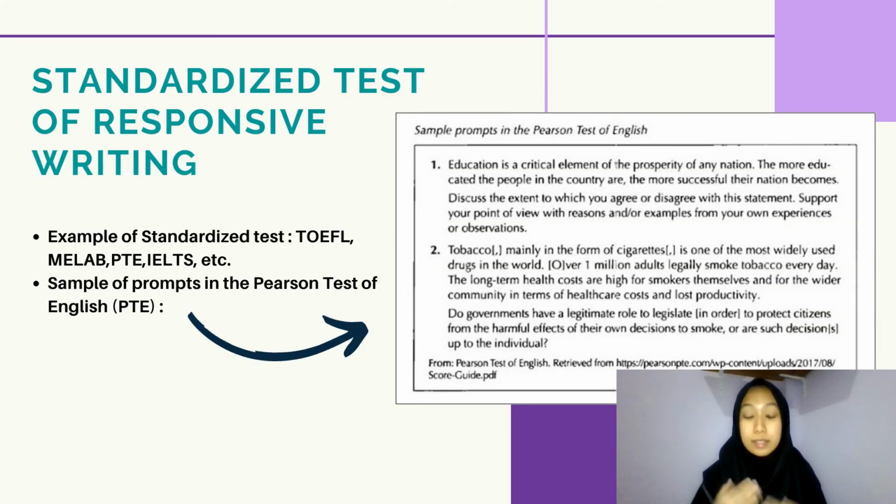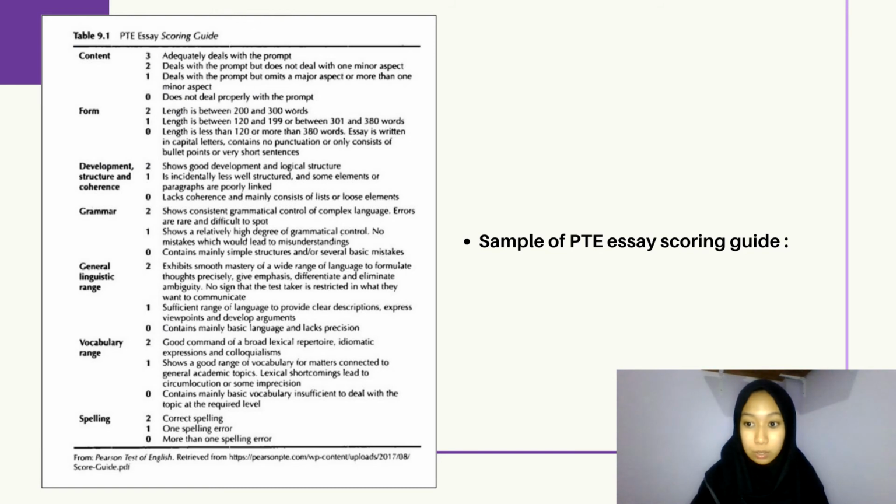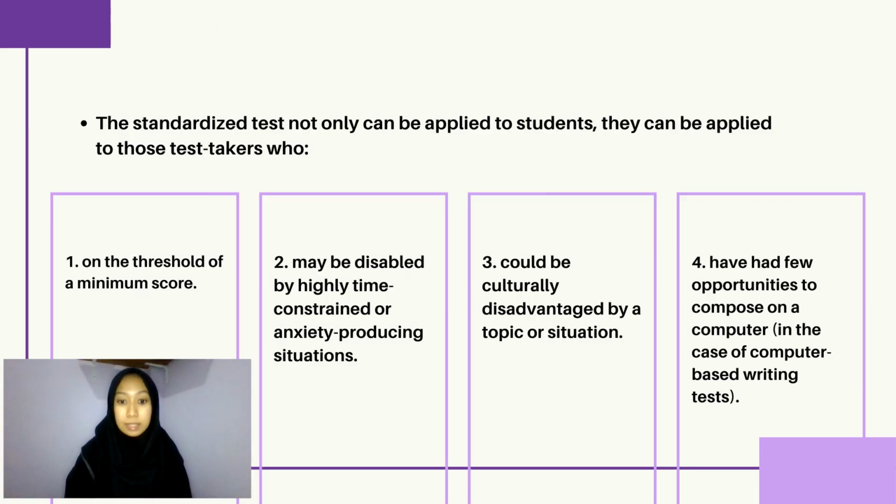Okay, the next one is the standardized test of responsive writing. Examples are TOEFL, PTE, and IELTS. This kind of test has a time limit and is scored with a rating scale. This is a sample of the PTE test you can see from the pictures, and there's a scoring guide for the essay. We should know that the standardized test is a perfect measure for competence. The standardized test can be applied not only to students, but also to those test takers who fulfill the following criteria in the table below.